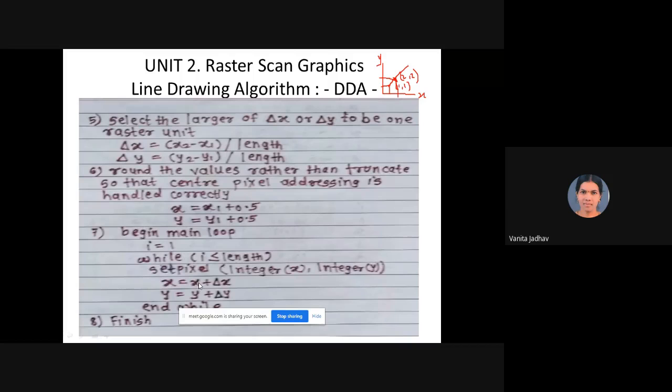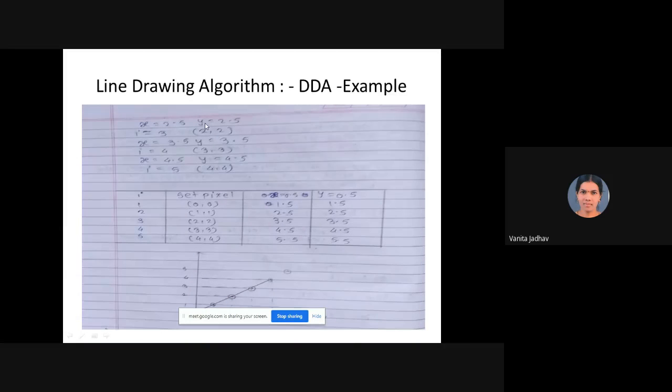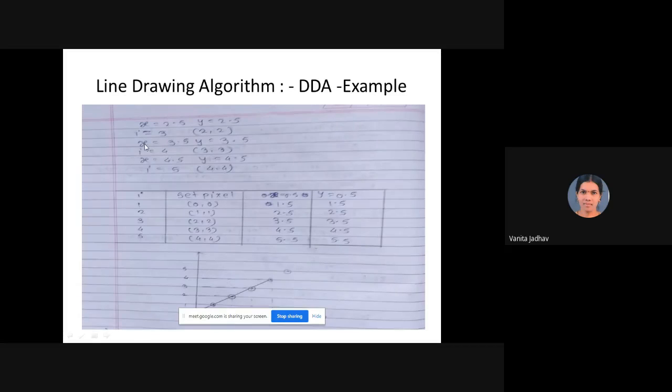So x is 1.5. Now we have to take the changed value each time. So now x is 1.5 plus delta x. What is delta x? It is 1. So it becomes 2.5. So x becomes 2.5, y becomes 2.5. So that is shown over here. So x is equal to 2.5, y is equal to 2.5. And again after incrementing x and y, I am trying to end the while loop, but it is not allowing me to end because still I is less than or equal to 5. So now I's value becomes 3.